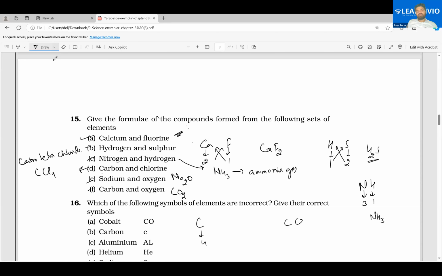Carbon has valency 4 and oxygen has valency 2. So we will cut it by 2. It comes 2, and it comes 1. Now we cross multiply, you will get C1O2, meaning CO2. This is carbon dioxide. Okay, note it down fast.